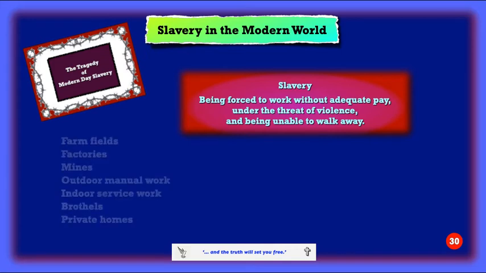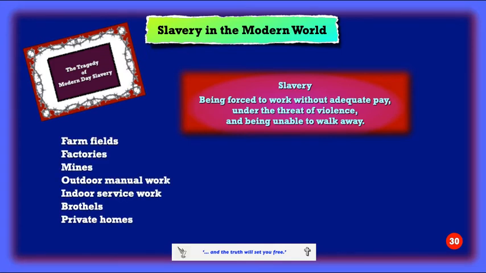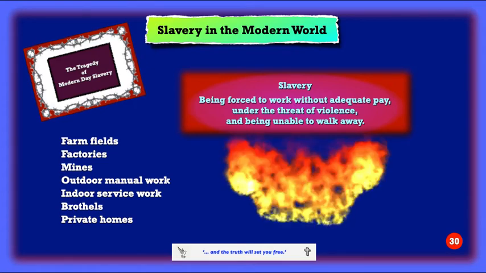Modern slavery is all around us. People exploited agriculturally, in factories, mining, all kinds of outdoor manual work. The classic one is brick making, indoor service work, slaves in a home, right across to brothels, where the money is made by those who run them at the exploitation of the girls. And indeed in private homes there can be slaves.